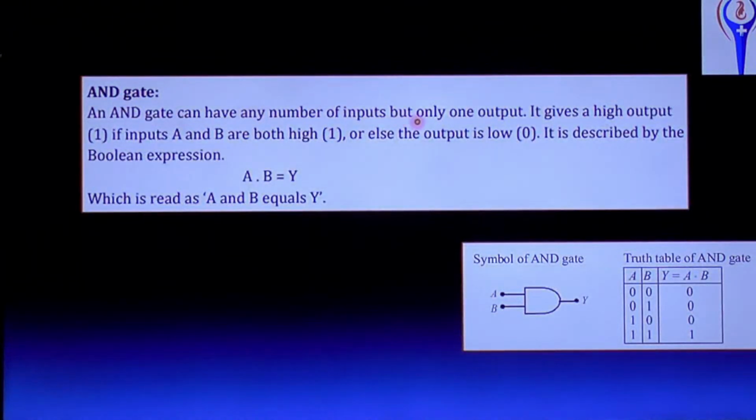Similarly, the AND gate. Any number of inputs but only one output. It gives output 1 if inputs A and B are both high, otherwise it will be low. That is, only when both A and B are high is the output 1, otherwise it will be 0. And this is the circuit symbol for the AND gate. A AND with B equal to Y.